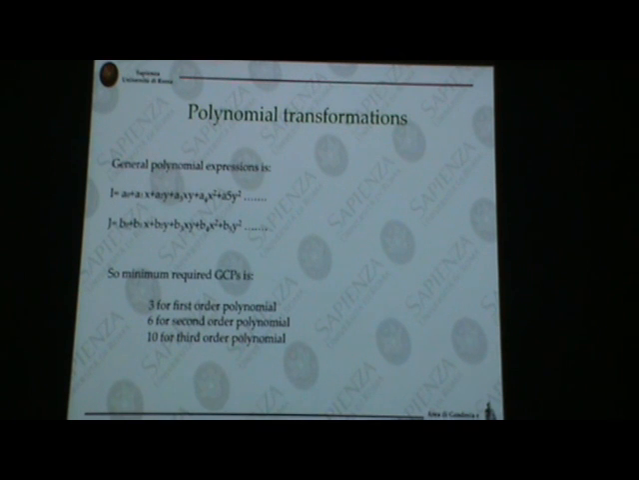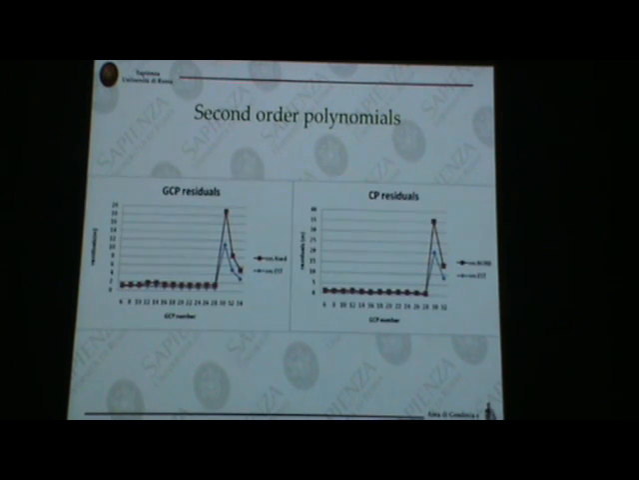We all know how polynomial transformation works. It's very easy. There is a polynomial for the line of the image and a polynomial for the column of the image. The minimum required points for the first order is 3 points, for the second order is 6 points, and for the third order is 10 points. Then, here is reported our first test.